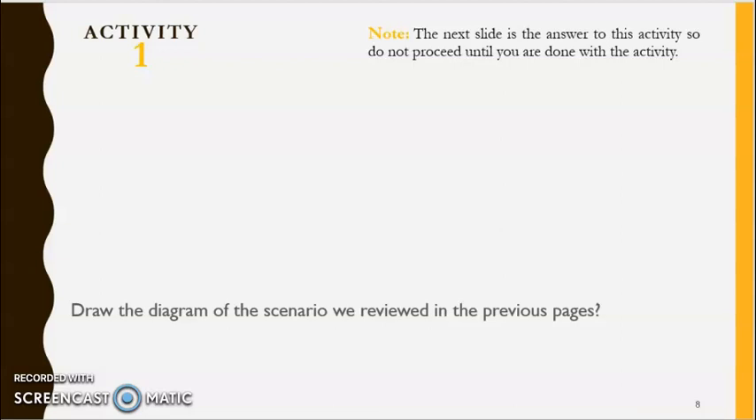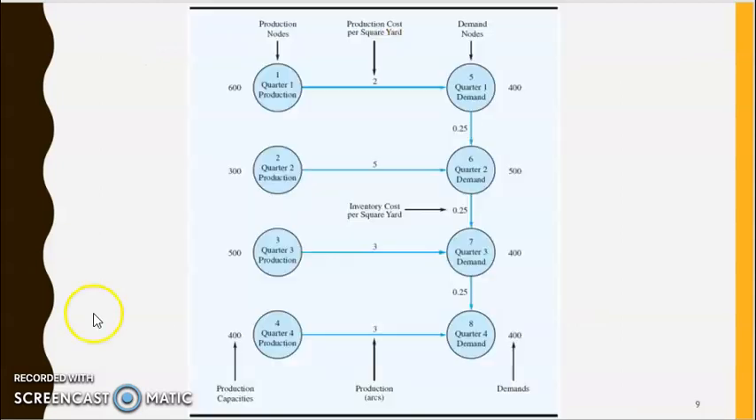Let's check the answer together. Okay, here is our graph. Network model. Why network model? Because we have several starting points, origins, and we have several destinations.